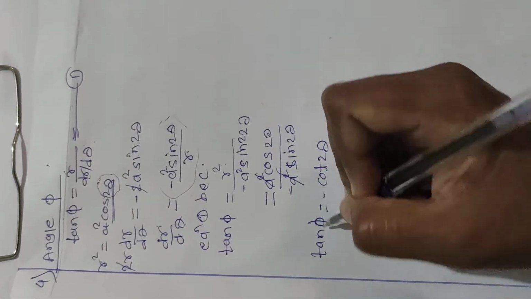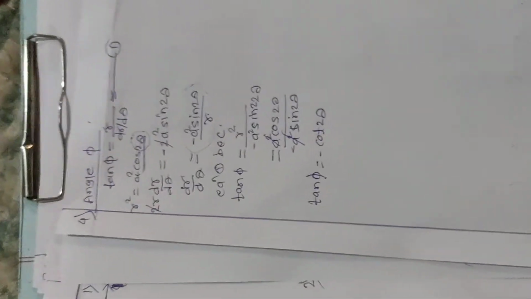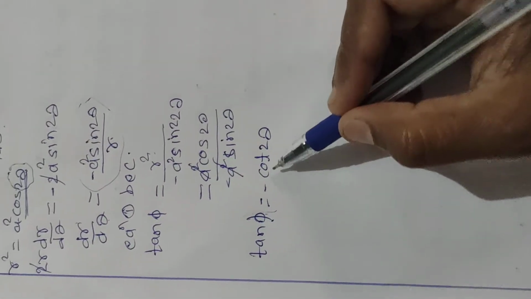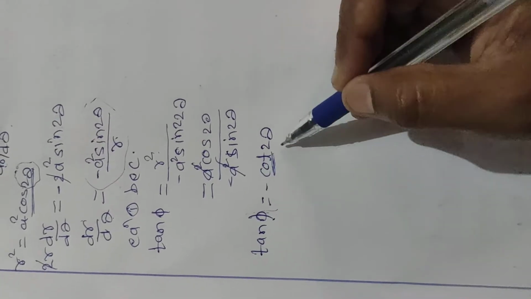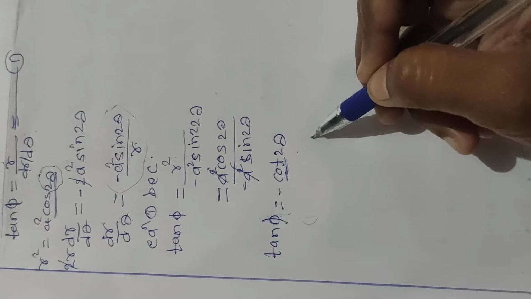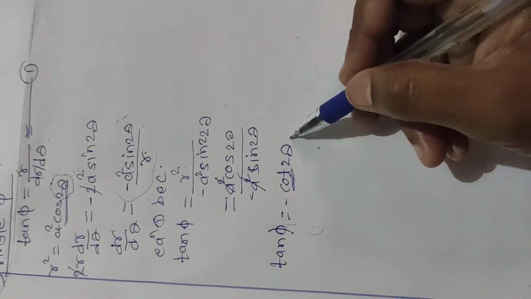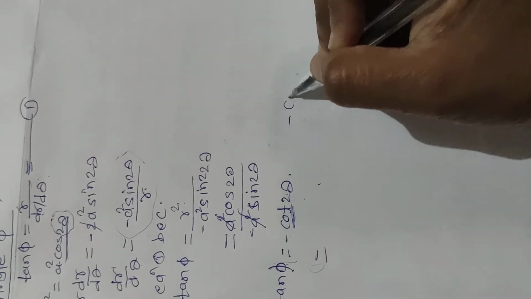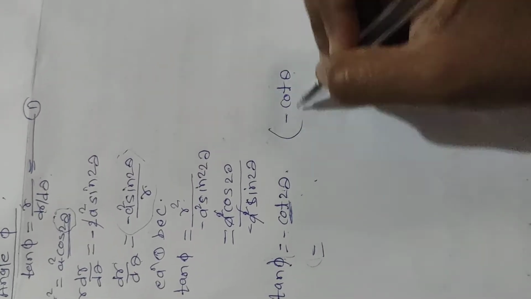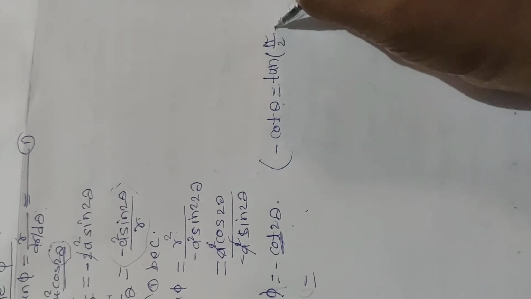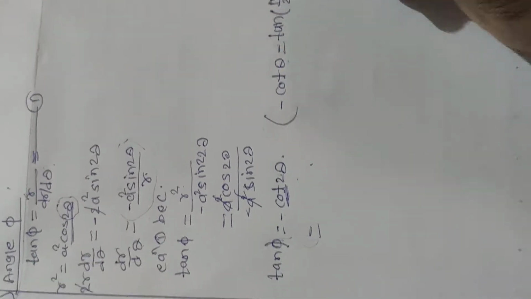But we have to find the angle phi. That means the angle phi. So again we have to convert this cot into tan. After that we have to easily write down phi equal to this reduced angle. So how to convert minus cot 2 theta? So we have to apply the result minus cot theta. See here we have to write this result minus cot theta. It can be done as tan of pi by 2 plus theta. So this is the standard result. We have to apply this result.